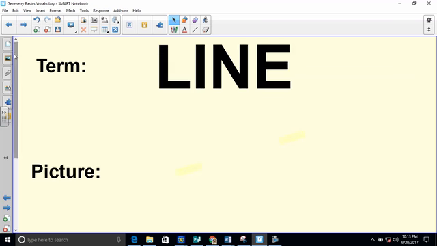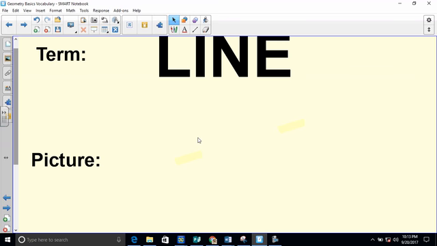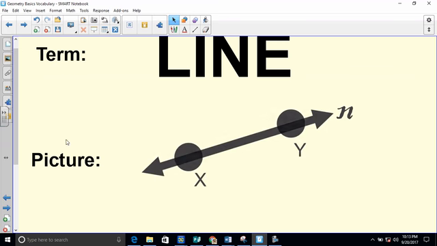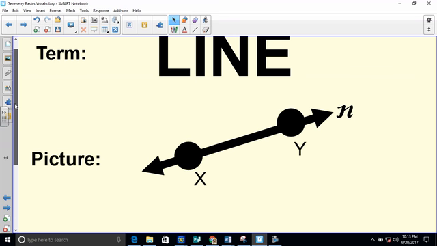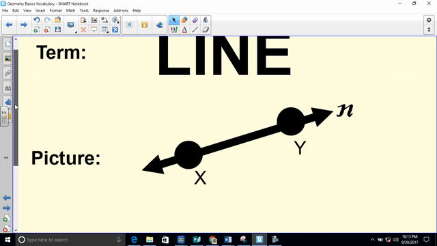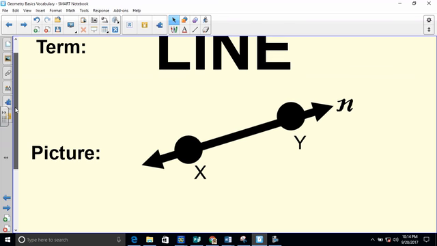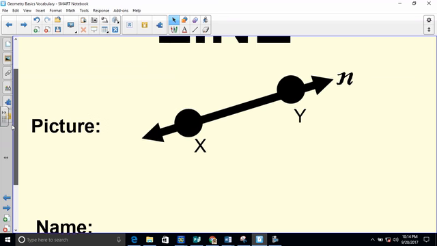Our next term is a line. And a line is a straight edge that goes on forever in both directions. That's why there's two different arrowheads on each side. Even though this line shows just 2 points, a line is actually made up of an infinite number of points.